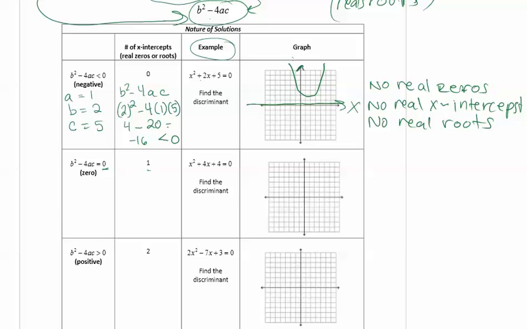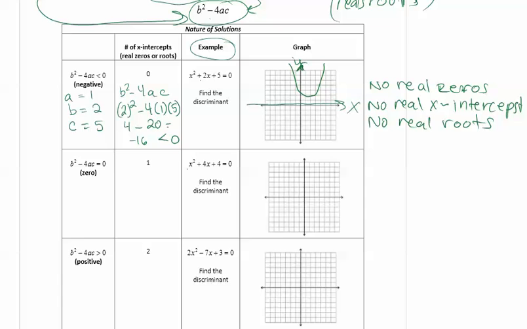Okay, it may very well cross the y-axis, so it could have a y-intercept, but what we know so far is that it has no real x-intercepts. So in that case, we don't want to waste our time trying to find the x-intercepts, the real roots, because there are none. Okay, so now let's go to the next example.